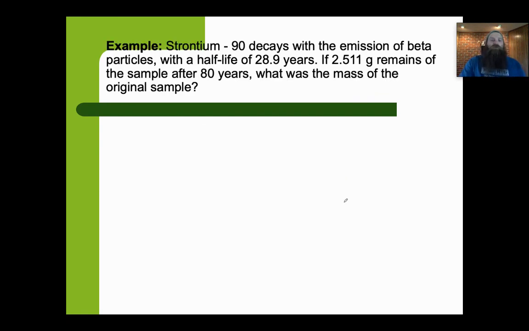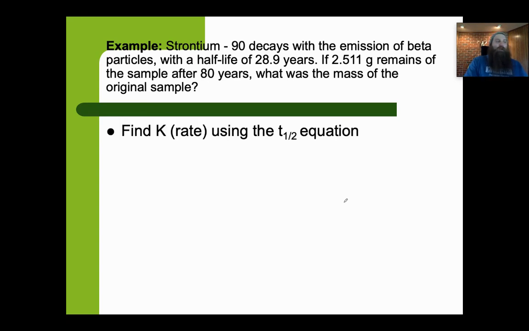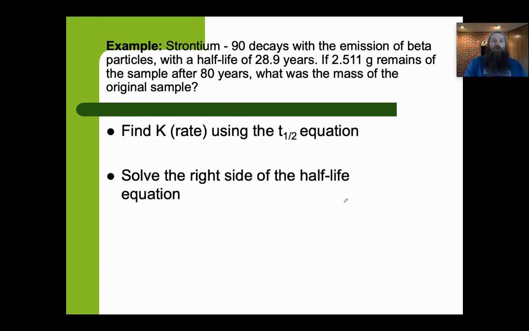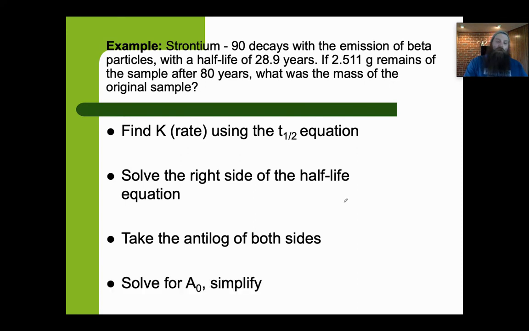Okay, it says strontium 90 decays with the emission of beta particles with a half-life of 28.9 years. If 2.511 grams remains after 80 years, what is the mass of the sample? So you want to find K, use your half-life equation, solve the right side, take the natural log of both sides, solve for A sub 0 and simplify. You should get 17 grams when you do this. So take a couple minutes, leave this screen up, and see if you get that answer right there. Okay? That's the original sample amount when time equals 0.